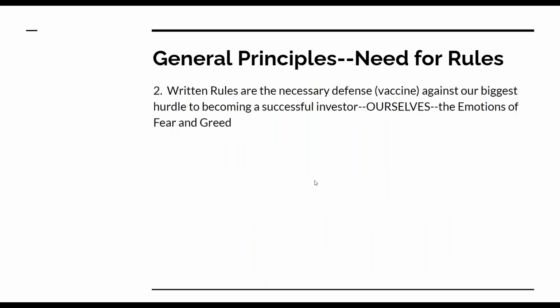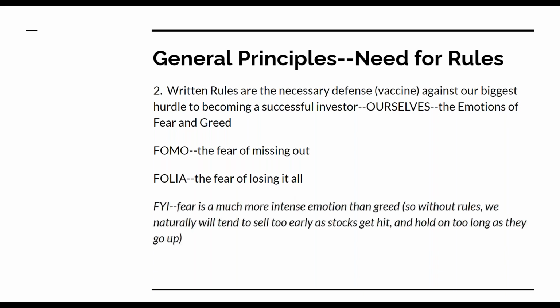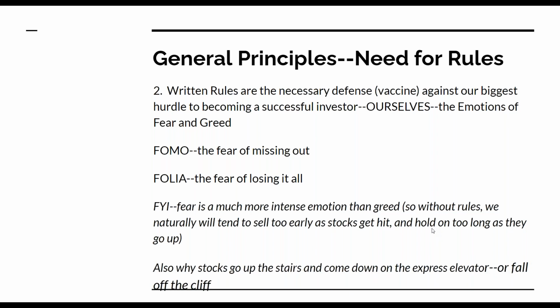So other general principles, you've got to have written rules. That's the defense against our biggest hurdle to becoming a successful investor, which is ourselves, including our emotions of fear and greed. FOMO is the fear of missing out. FOLIA is the fear of losing it all. And fear is a more intense emotion than greed. So if we don't have rules, we're going to tend to sell too early when the stocks get hit, FOLIA, and then we're going to hold on too long as they go up instead of selling them when our written sell rules are being triggered. And the fact fear is a more intense emotion than greed is also why stocks go up the staircase and they come down the express elevator, or they just plain fall off the cliff.